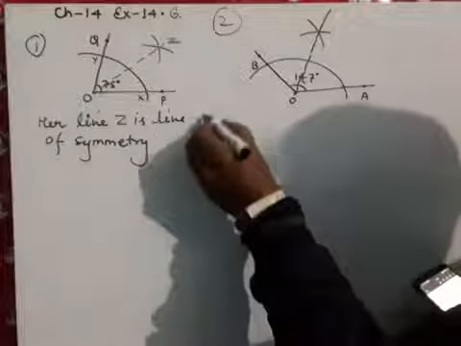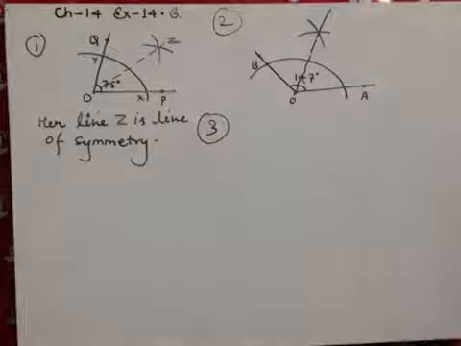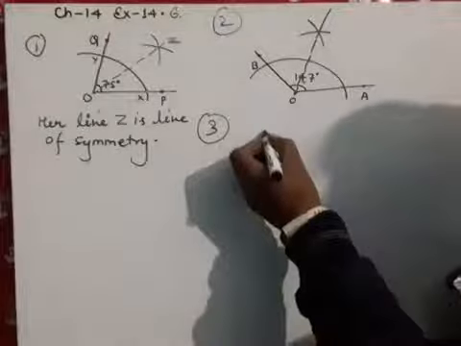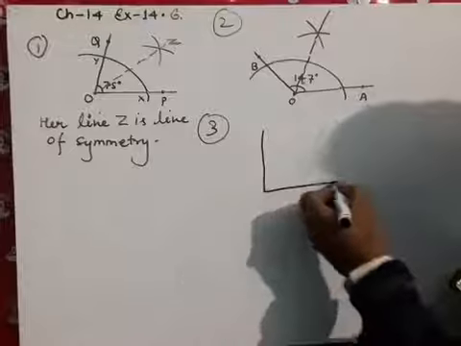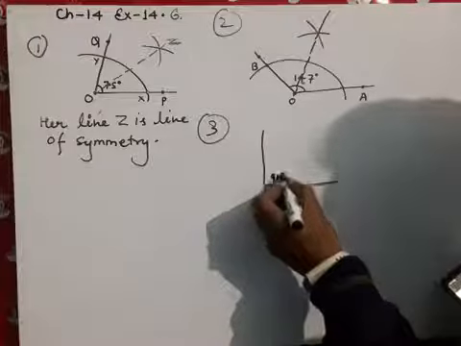Now going to question number 3. Draw a right angle and construct its bisector. Again you have to draw a right angle. So using the protractor you have to draw a 90 degree angle. Right angle means 90 degrees.